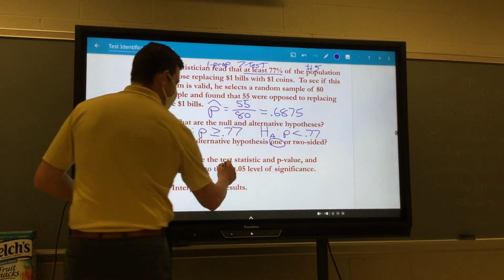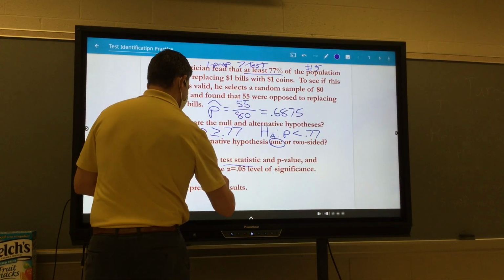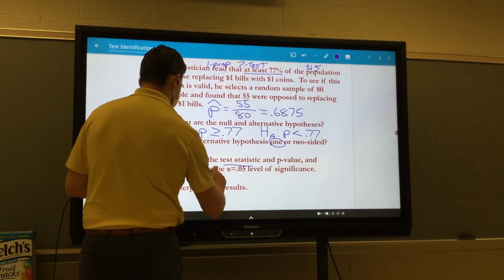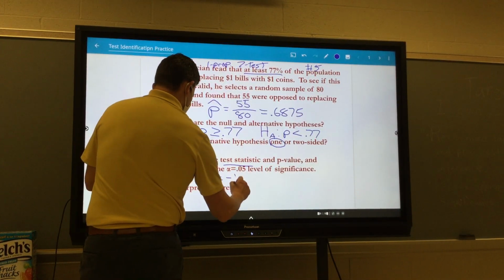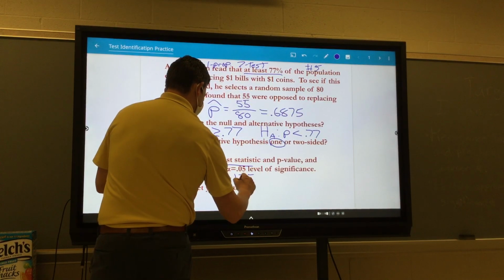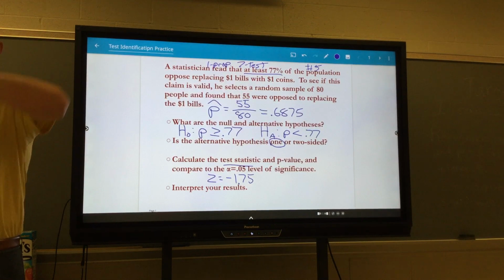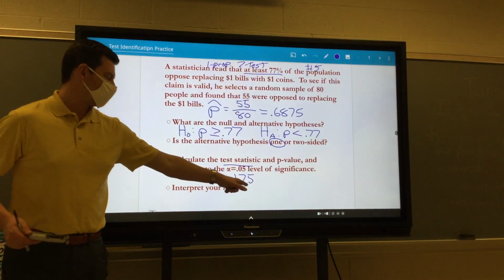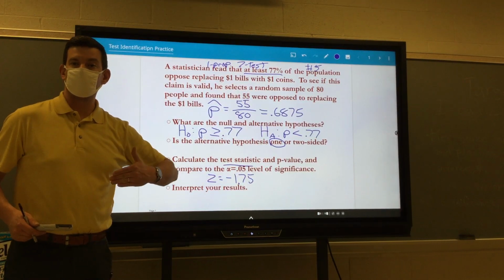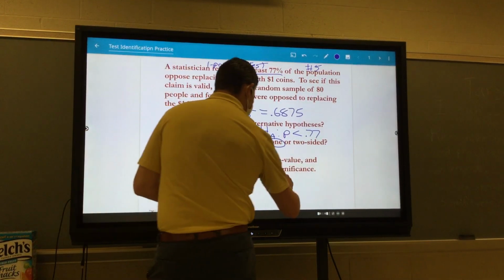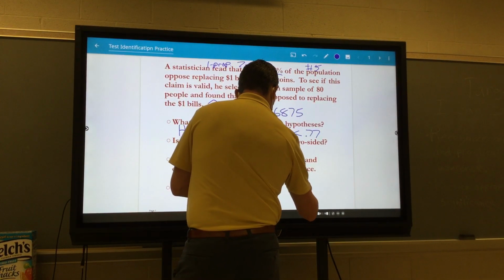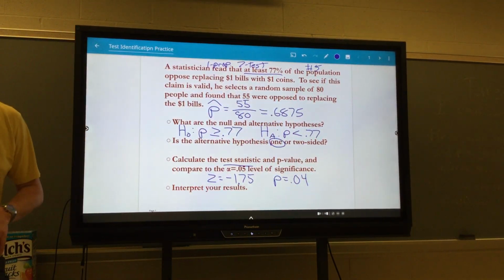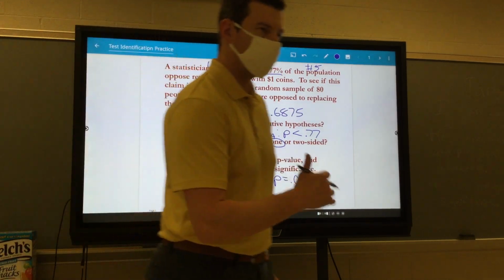We need to give the test statistic and the p-value. So the test statistic is our t statistic. In this case, not t, z, which is negative 1.75. Okay, on this normal sampling distribution, where we expect 0.77 at the center, we are 1 3/4 standard deviations below what we expected. And that corresponds with a p-value of 0.039, I'm going to say 0.04, which is just barely below 0.05.